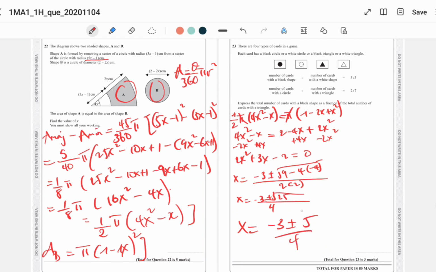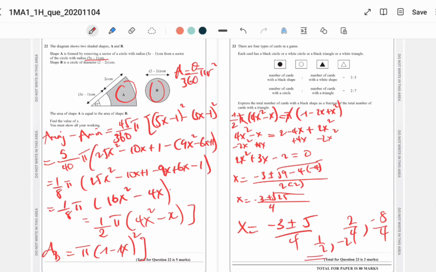Well, using the plus, we're going to have negative 3 plus 5, which is negative 2. No, pardon me, positive 2. So we're going to have 2 over 4, and using the negative, we're going to have negative 3 minus 5, which is negative 8, negative 8 over 4. So the answer can either be half or negative 2. But length cannot be negative, so we cannot choose negative 2, and the answer for x is half.